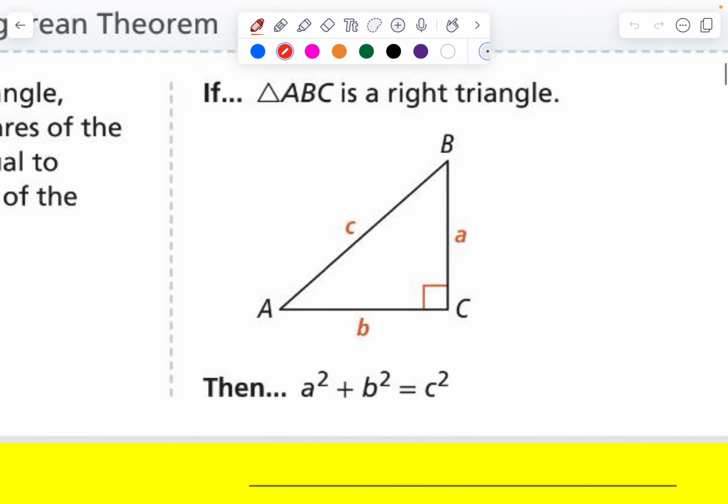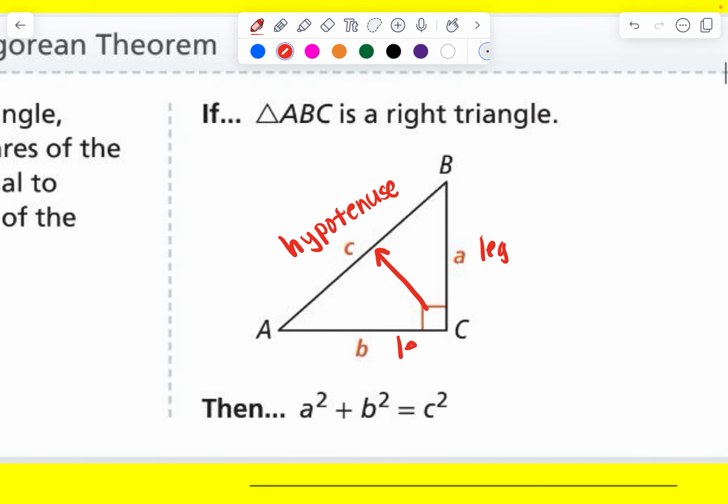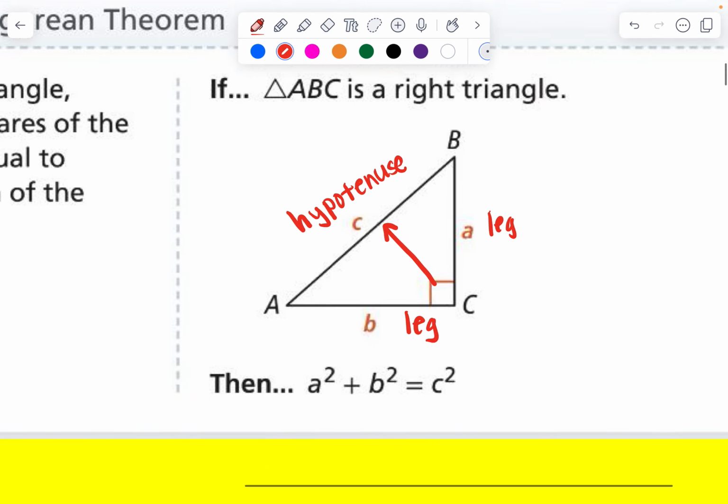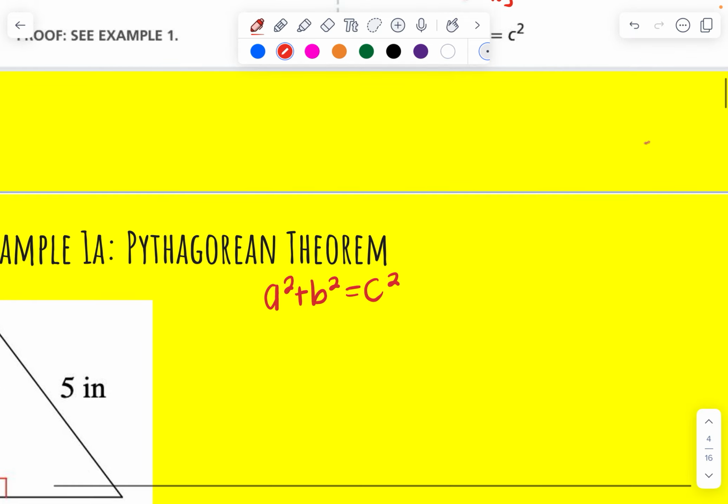That sounds very confusing. Really what it means, if we label our triangle, remember the hypotenuse is always across from the right angle. You have to be able to find that first. That always has to be labeled C. And then the legs have to be labeled A and B. It doesn't matter which leg you label A and which leg you label B. And then A squared plus B squared is C squared.